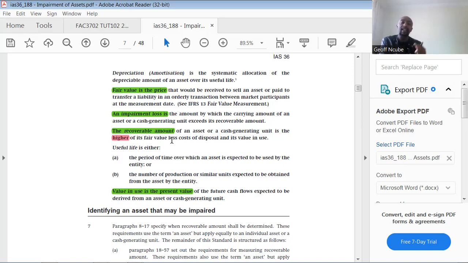All right. And then you're going to compare that to the carrying amount. Then remember, the impairment loss is the amount by which the carrying amount of an asset exceeds the recoverable amount. So impairment loss only happens if the carrying amount is bigger than the recoverable amount. Then you get what is called an impairment loss.